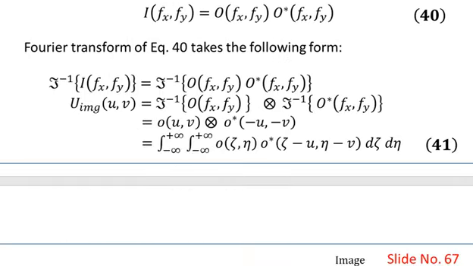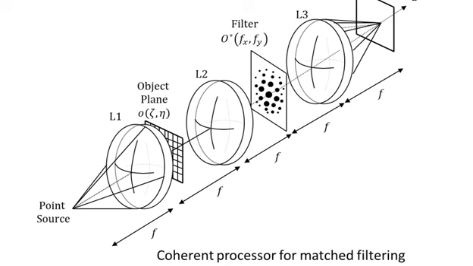So let me show you the diagram first. This is the coherent processor for matched filtering. Look at this, it is a 5F system. The point source is located in the front focal plane of the lens L1. It means that L1 will generate the plane waves, and the plane waves will illuminate the object O at the zeta and eta plane.